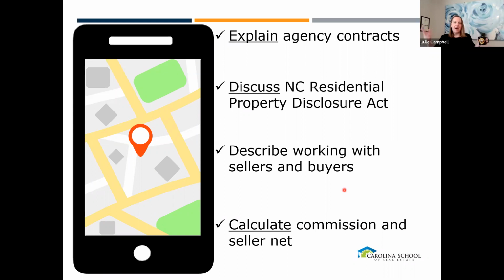The other important math in Unit 8 is called seller net. Seller net is helping the seller figure out how much they're going to make after they sell their house. Do you think that's a question you hear a lot? If you sell my house, how much am I going to make? And so we need to help the seller calculate that net, and that's more math that we're going to look at in this unit.